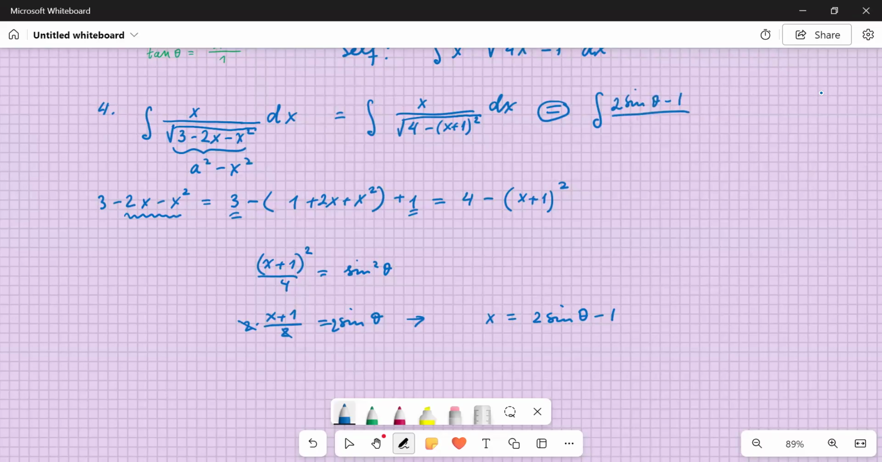Well, in the denominator, when I was dividing by 4, I'll need to multiply by 4. So I'm going to have under the square root 4 times, sorry, 1 minus sine square of theta. So this 4 was something I took outside of the parentheses. So I write down 1 minus (x plus 1) squared over 4. That's where we got this one. Okay. And dx, the derivative, is 2 cosine of theta d theta.